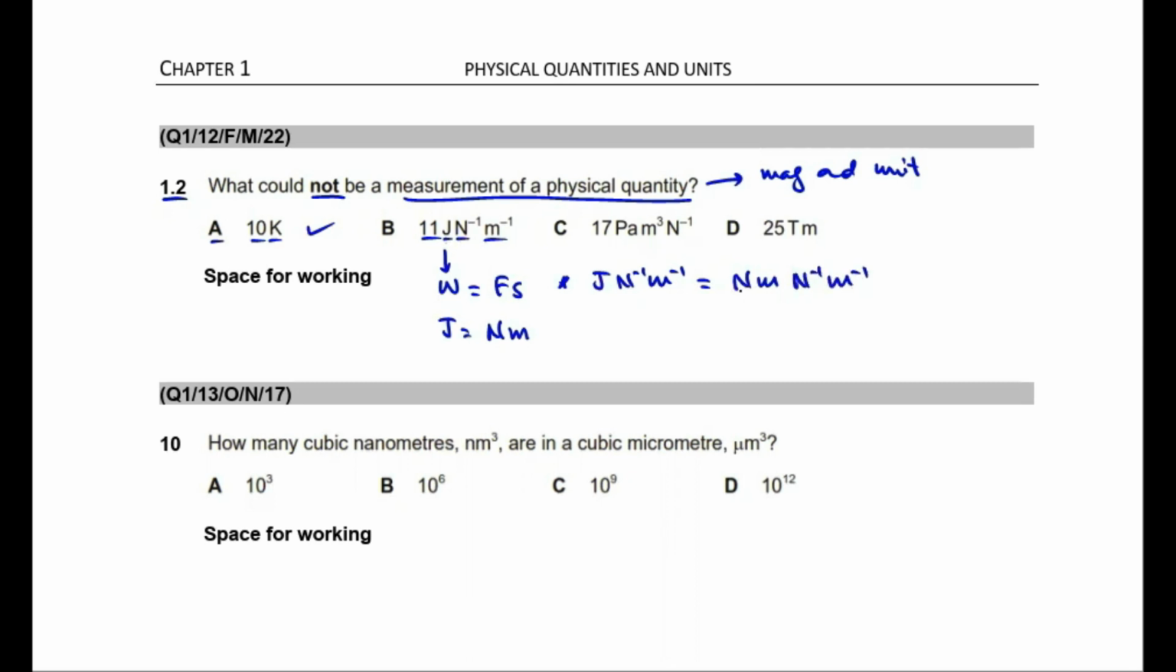right? Now look students, Newton meter per Newton per meter, they all cancel each other out, which means that joule per Newton per meter is equal to no unit. So students, 11 joule per Newton per meter is not a measurement of a physical quantity. So the correct option is option B, right?